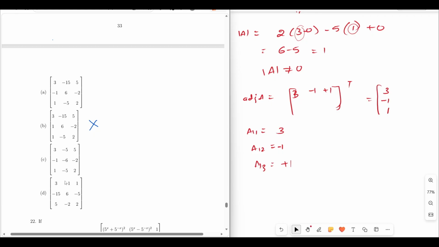So yeah, this may be the answer. But here, 3 minus 15, 5. This is not the answer. These two got eliminated. So now comparing the first and the third option. In the first option, you have minus 15 as the second element. And here you have minus 5.